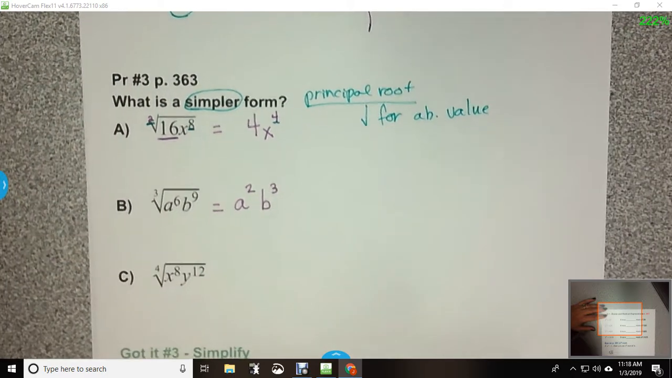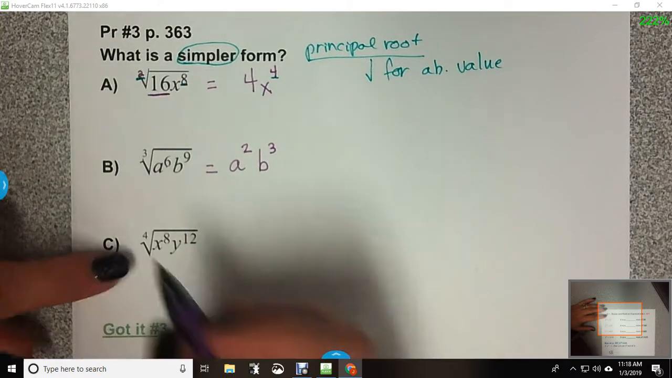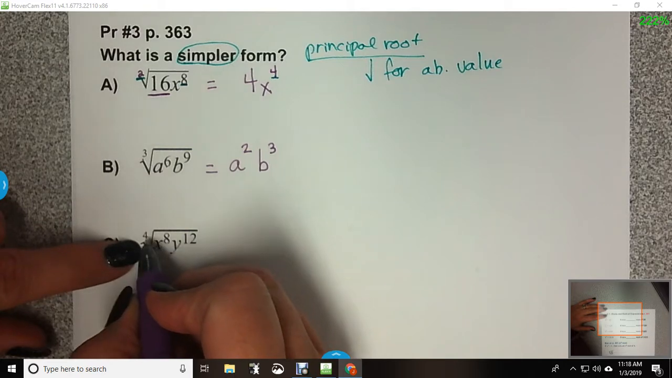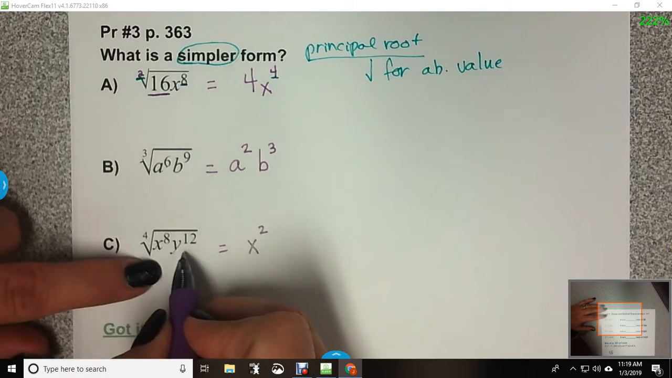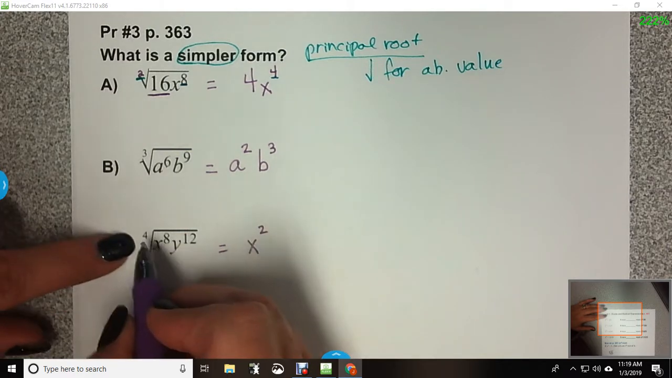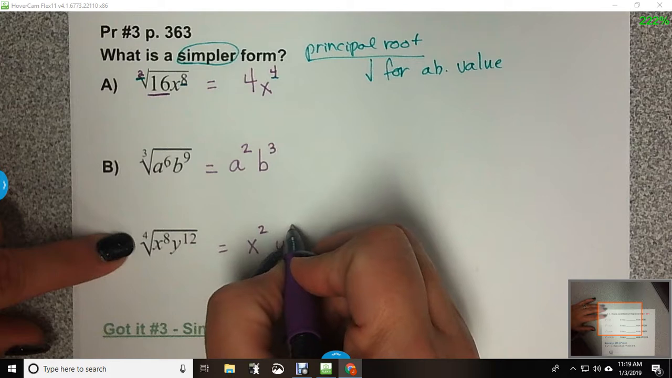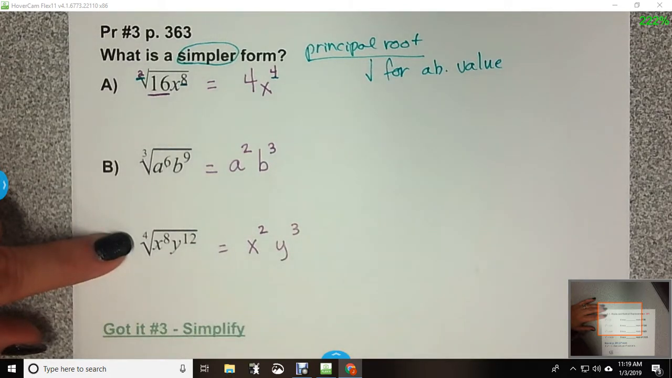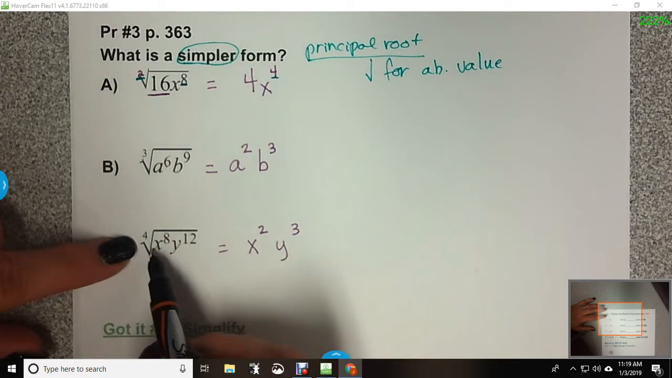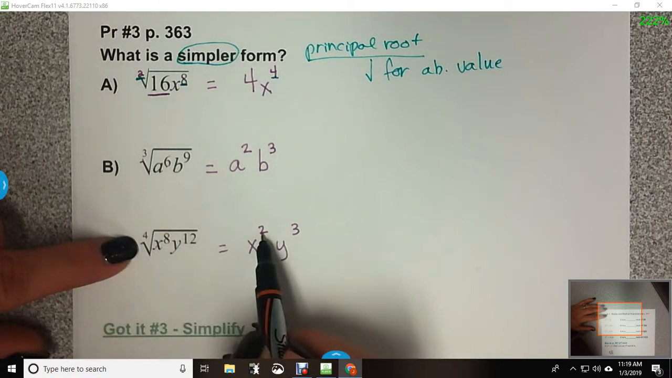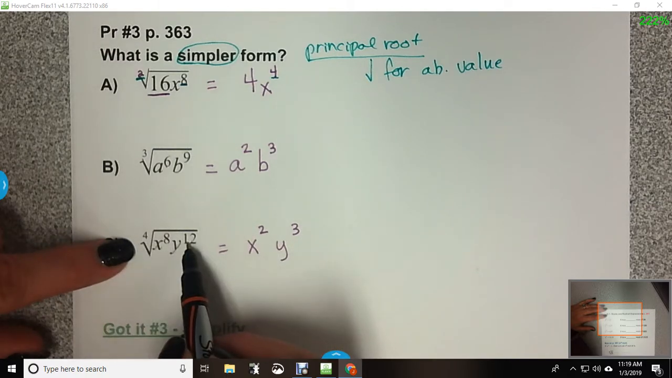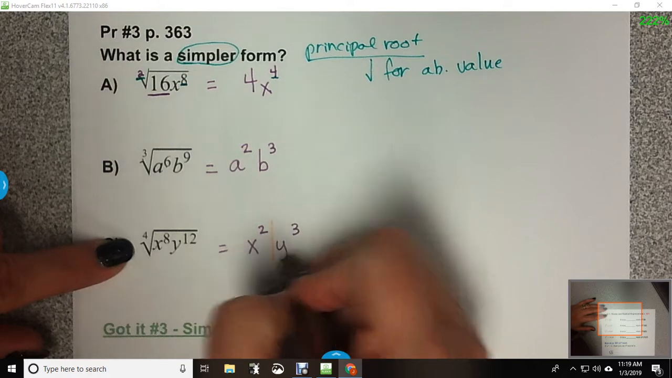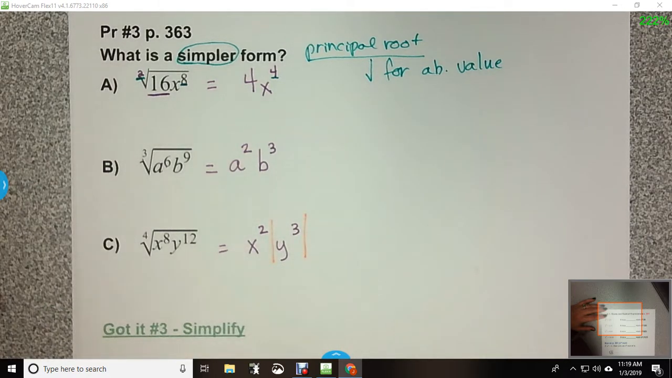And now for part C, start out with my X. 8 divided by 4 gives me X to the second. And for Y, 12 divided by 4 is going to make it Y to the third. Now, do I need any absolute value? Well, let's check. For X, even, even, even, I don't need it there. And for Y, even, even, odd, I do need it around my Y to the third.